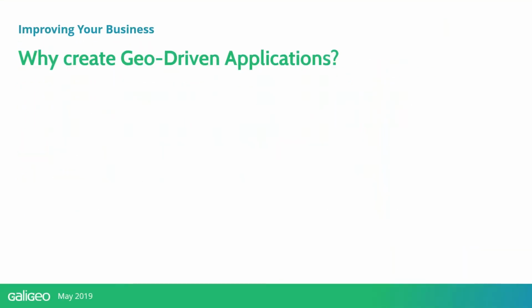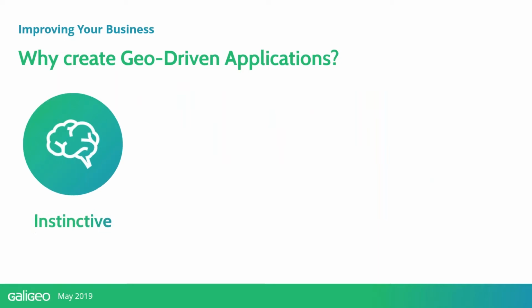So why create geo-driven applications? The first thing that should come to your mind is that using maps, using spatial, when you look at the data, is something instinctive. We are all used to working with maps. When you look at the weather on the TV, when you book a car using your applications, etc., you all do that through a map. This is something that is instinctive, and we are used to evolving in space every day. And so it's something that is really easy.